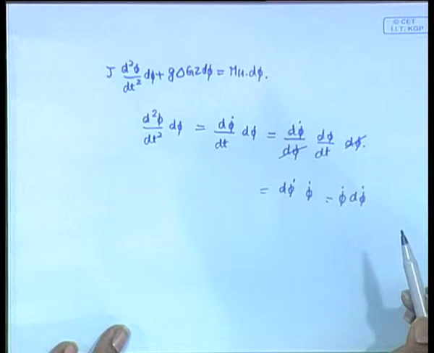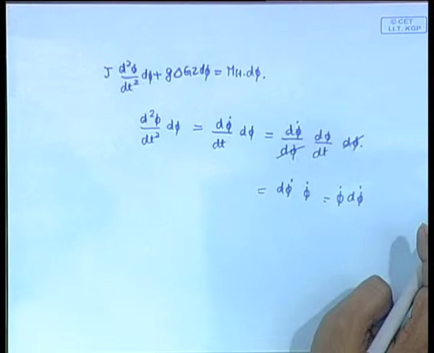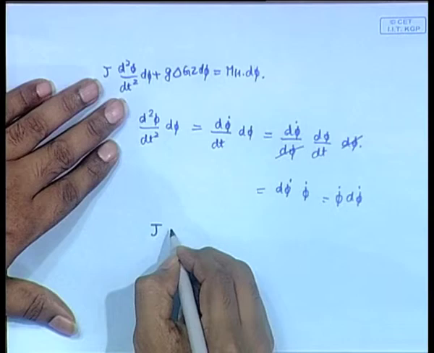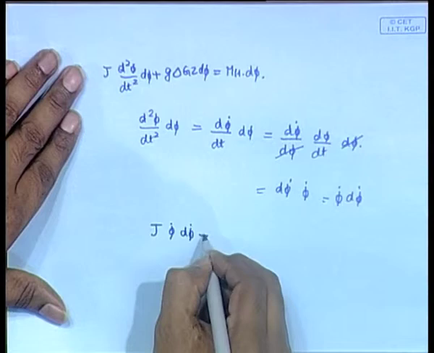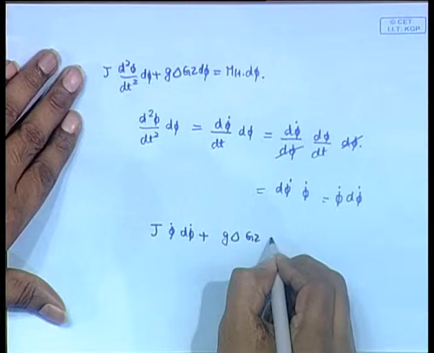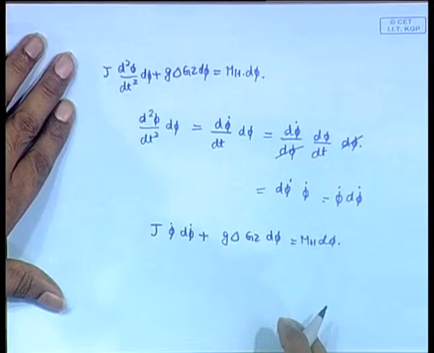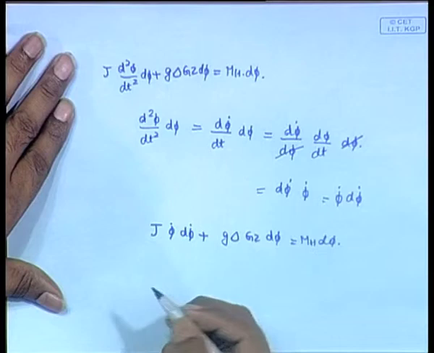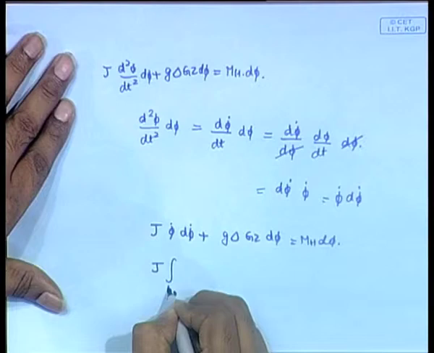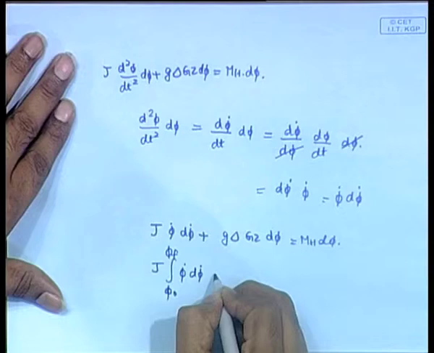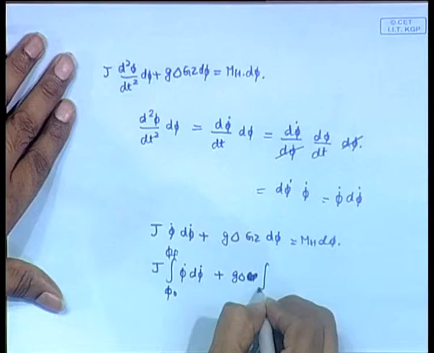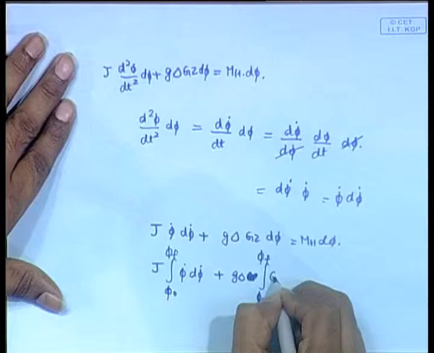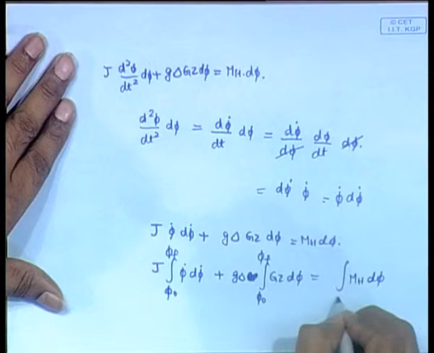So, φ dot into dφ dot. We are slightly rewriting it like this. So, the equation becomes J into φ dot dφ dot plus G δ into G z dφ is equal to m h dφ. Now, we will integrate this expression between two values of φ, φ 0 and φ final. So, J into the integral of φ 0 to φ f of φ dot dφ dot plus G δ into the integral of G z dφ equals the integral of m h dφ between φ 0 and φ f.